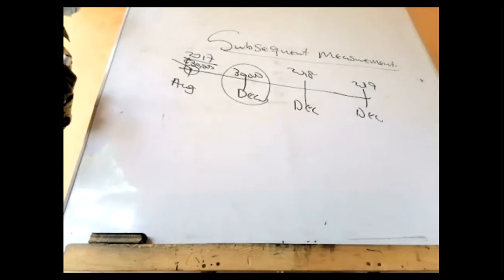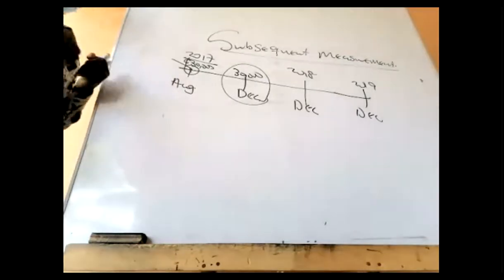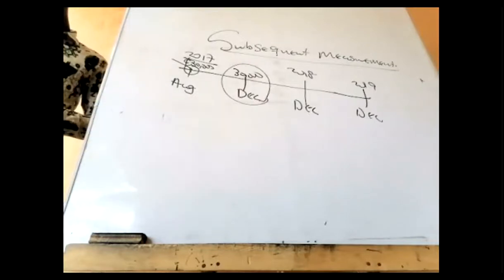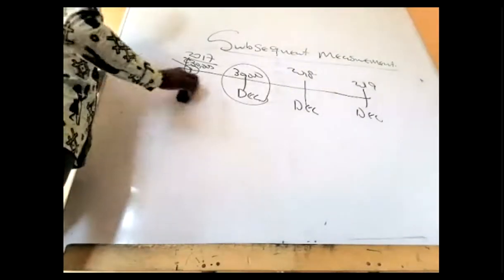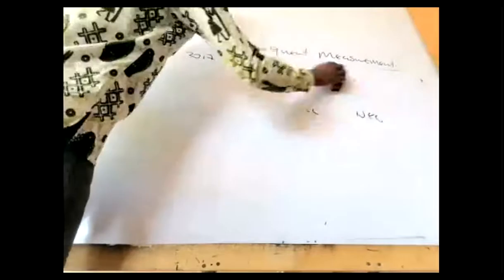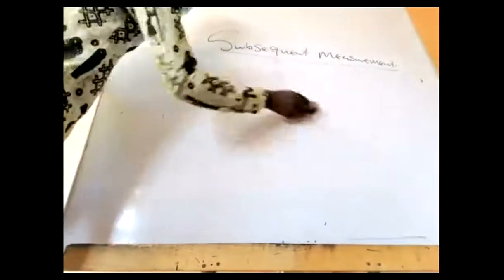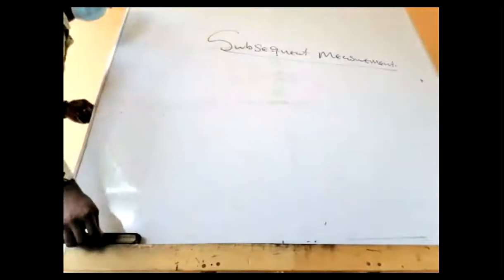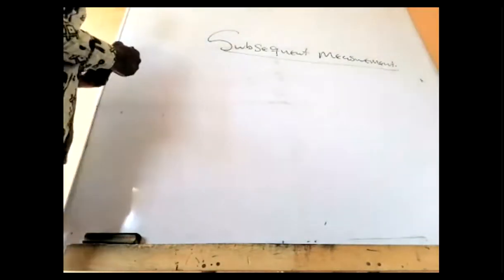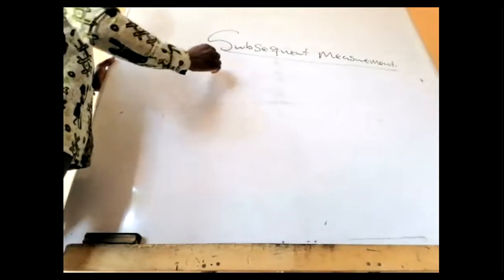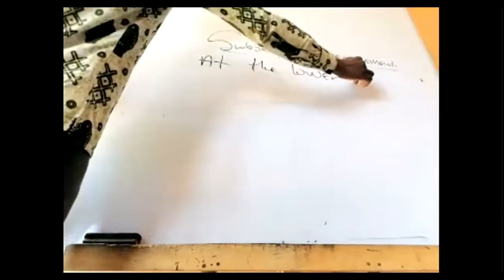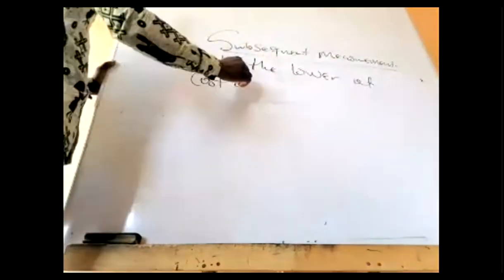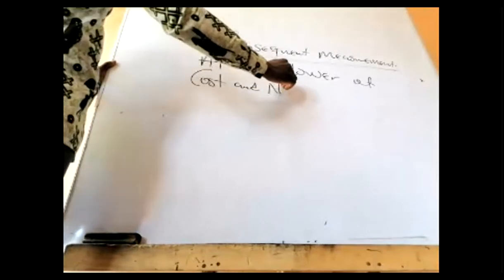Good. So now let's see. Initially, the goods must be measured at cost, but subsequently, there are two values we should compare and select the lowest among the two. So tell the examiner, subsequently, I must compare two values and select the least among them. So subsequently, inventory should be measured at the lower of cost and net realizable value.